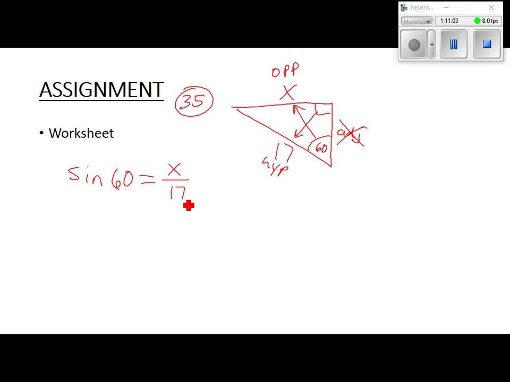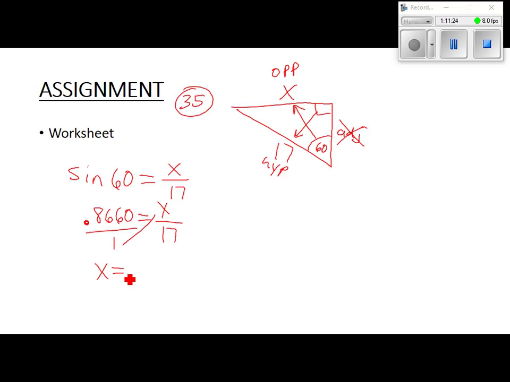Get the sine of 60. Find the sine of 60. 0.8660. Don't change the other side. Now what do we do? Put that over 1, cross multiply, what do we get there? 14.7. X going that way.